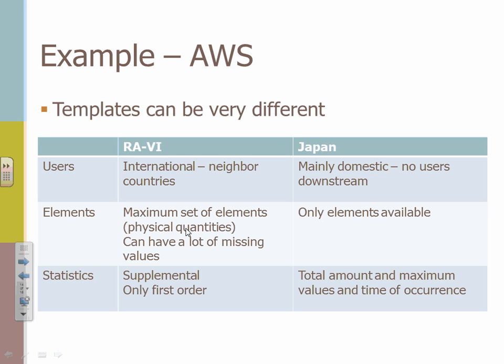So as a conclusion, the templates can be very different depending on the users and elements, depending on users and how the data is used. So just a comparison.